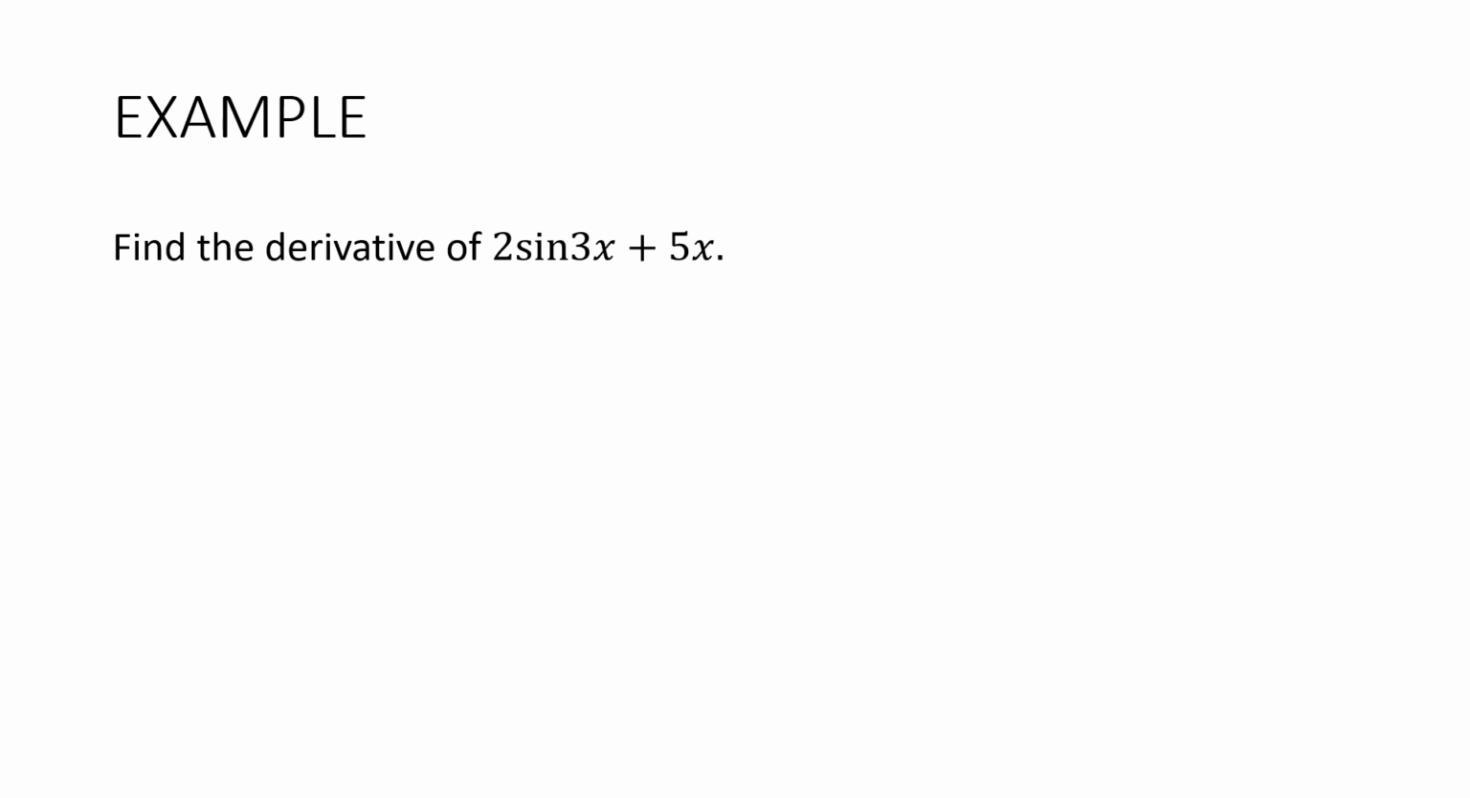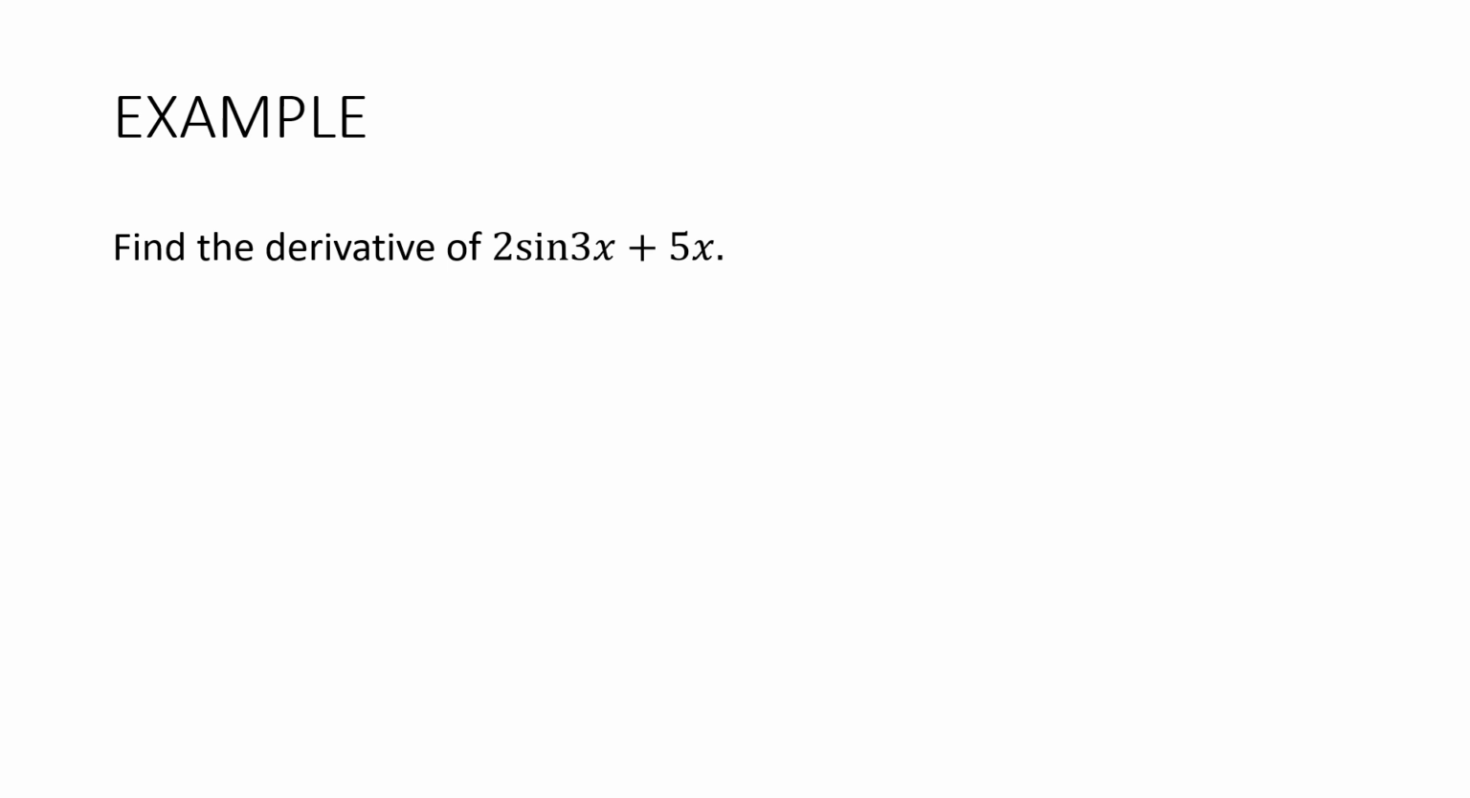Now it's all very nice being able to prove something, but how do we actually use it? Let's have a look at an example. Find the derivative of 2 sine 3x plus 5x. A couple of things we need to remember here. Firstly, when we're differentiating, we differentiate term by term. Secondly, when there's a 2 in front of a function, it's going to hang around. Thirdly, this is a chain rule. Can you see that? It has a function inside another function.